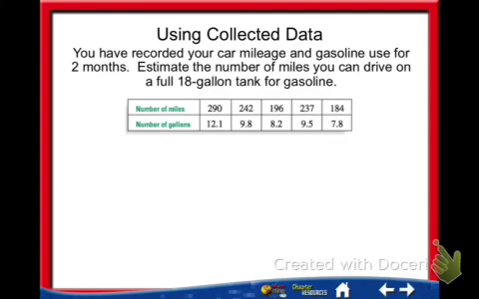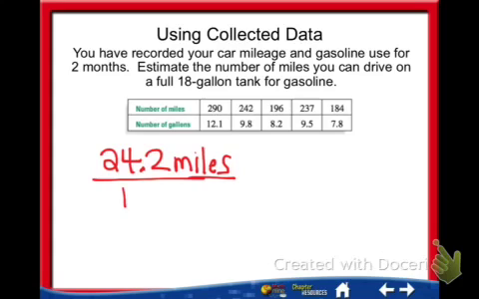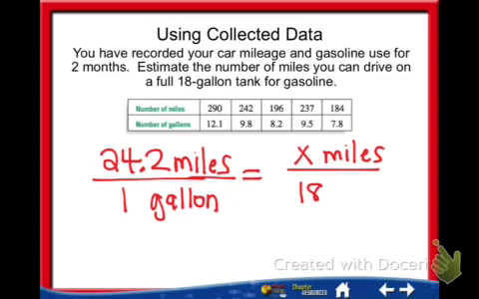Since we know our average rate was about 24.2 miles per gallon, we can set up an equation. We'll take our number of miles, 24.2, over our gallons, 1 gallon. Since this is our average, it should equal X amount of miles in 18 gallons.